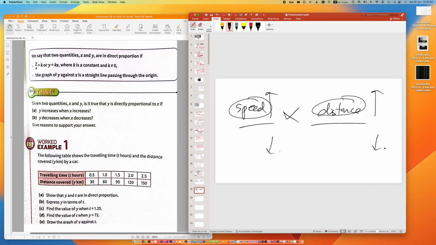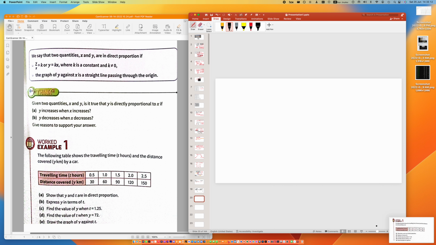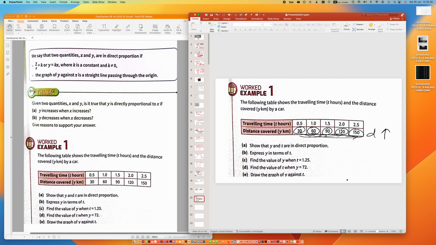Okay, then if you look at example one from your textbook. What you see here is, can you see your distance covered goes up? Of course, don't care about the pattern first, but you can see that from 30 it goes to 60, then 90, 120. So basically the distance goes up, right? And the traveling time, half hour, 1 hour, 1.5 hour, 2 hour, 2.5 hour. Can you see the time required also goes up? So it makes sense, right?